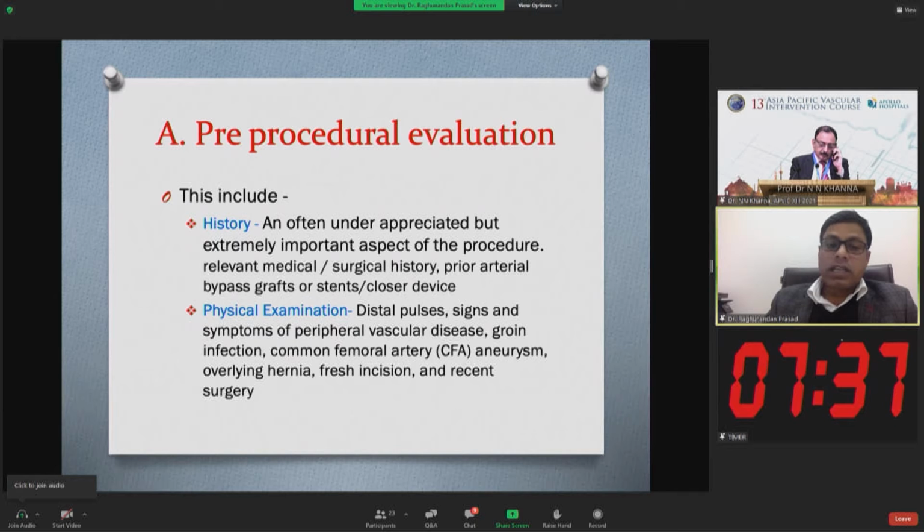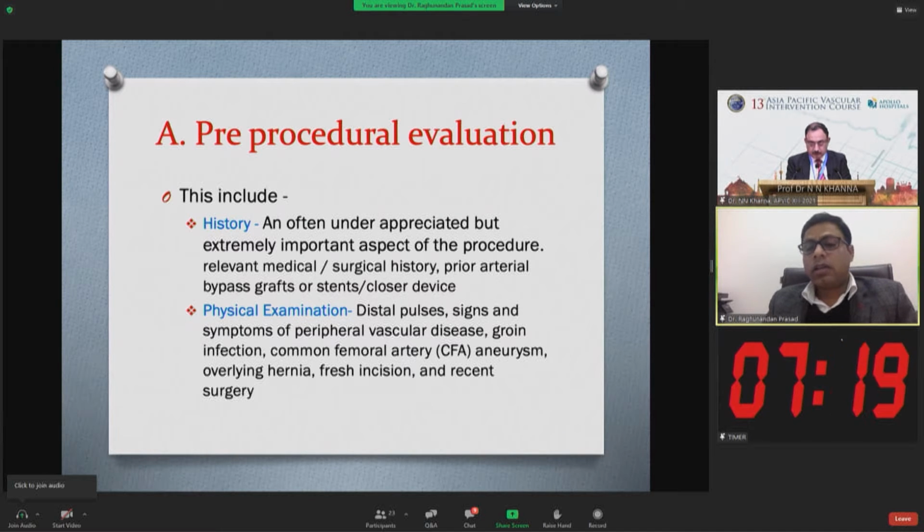The next important step is physical examination. Before going ahead with the femoral puncture, we should pay very clear attention to the distal pulses or any other sign and symptom of peripheral vascular disease, groin infection, or swelling in the common groin area, which may suggest some overlying hernia or recent surgery.